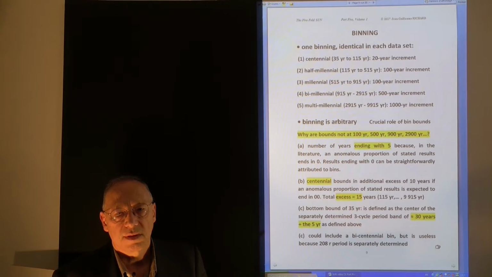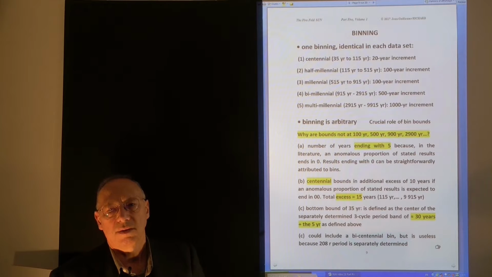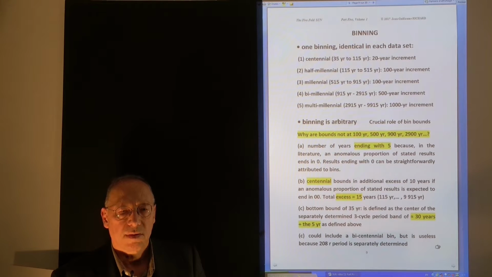The binning procedure is crucial because binning must be arbitrary, more or less arbitrary. We have the same binning for each data set, obviously. And there are 5 sets of bins: a centennial set of bins, half-millennial, millennial, bimillennial, and multimillennial, with arbitrary bounds. The bounds are not at round numbers of years, not at 100 years or at 500 years.